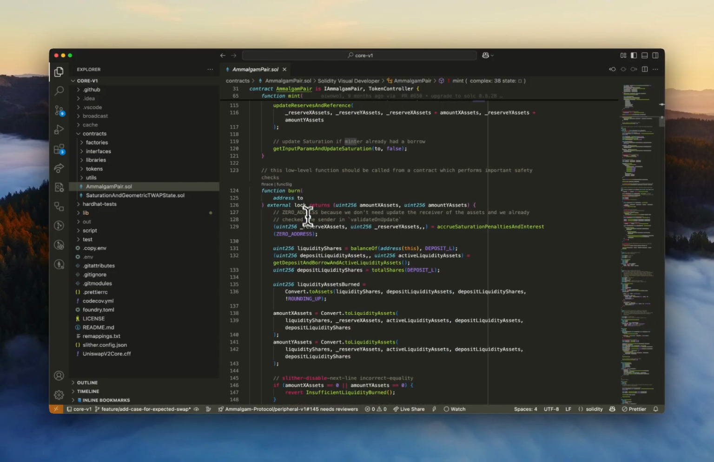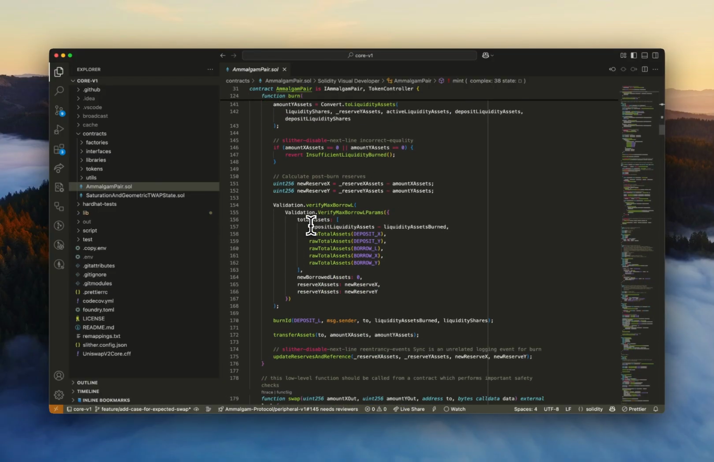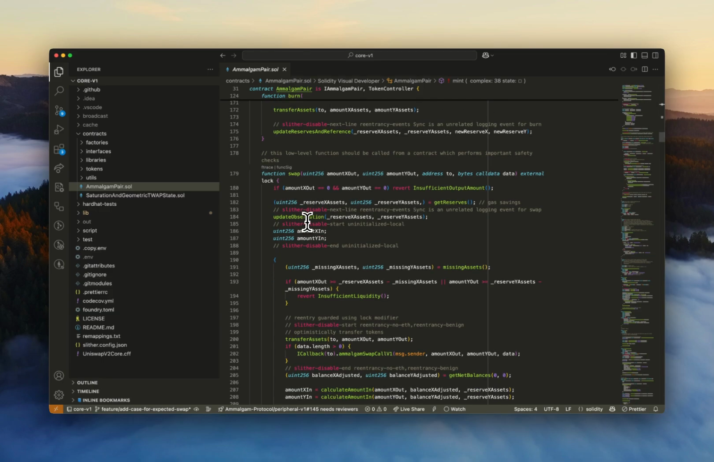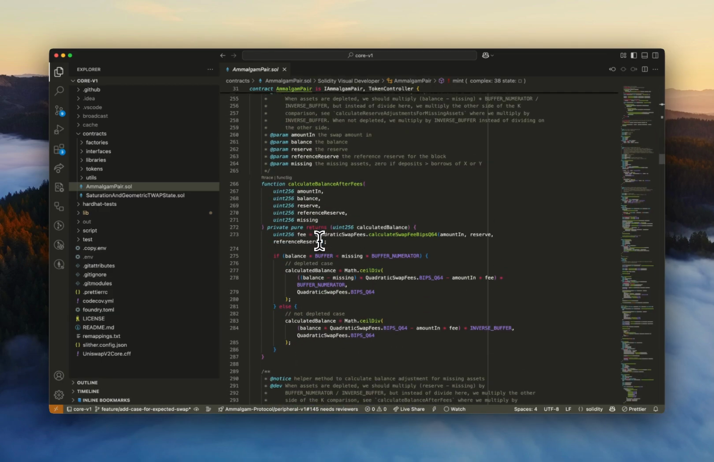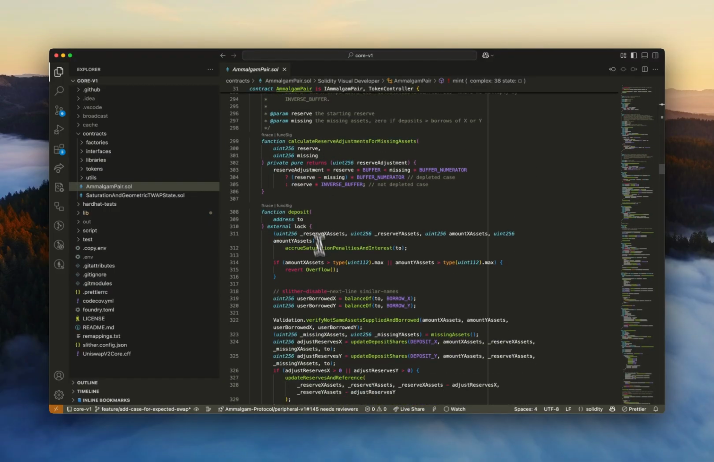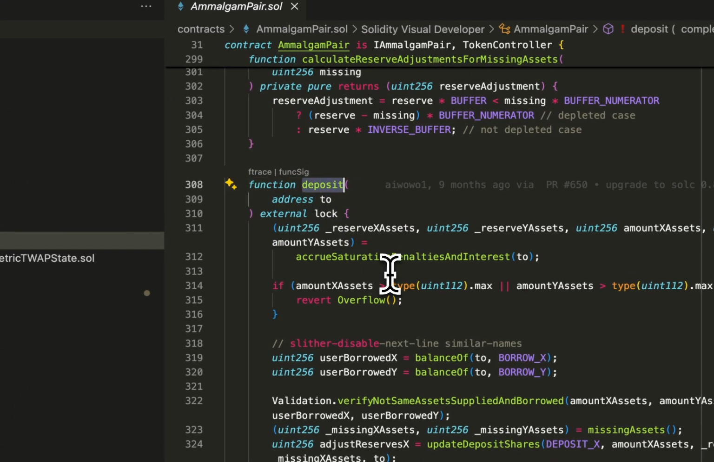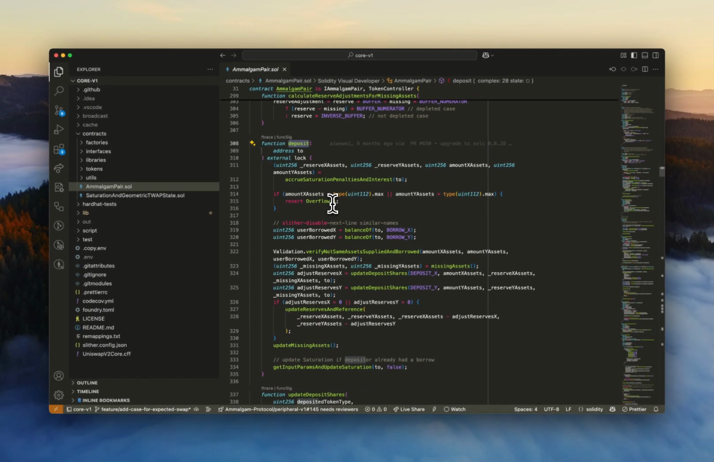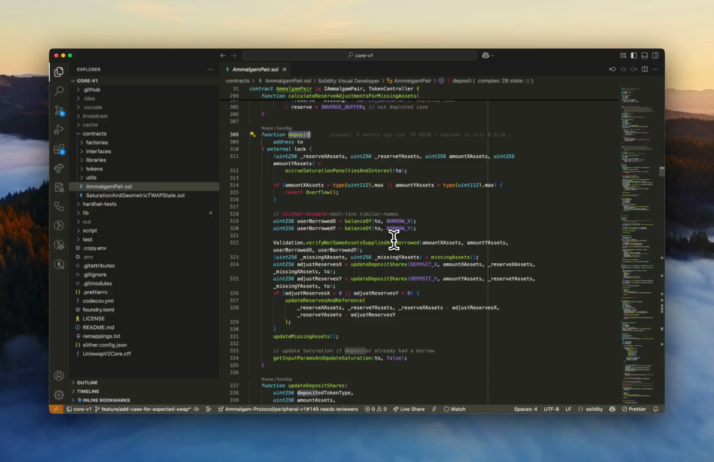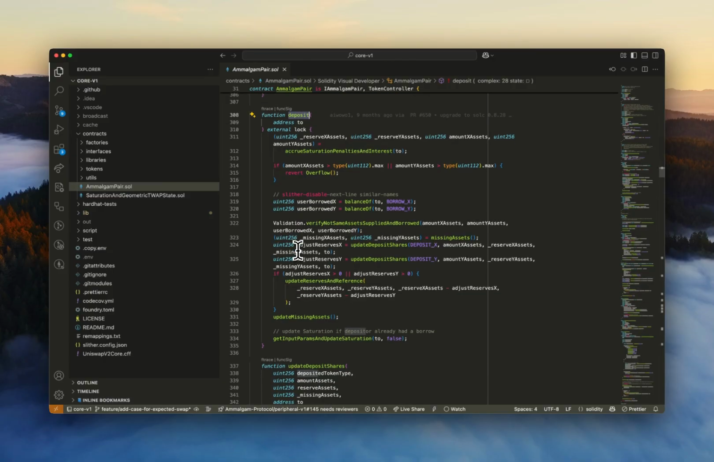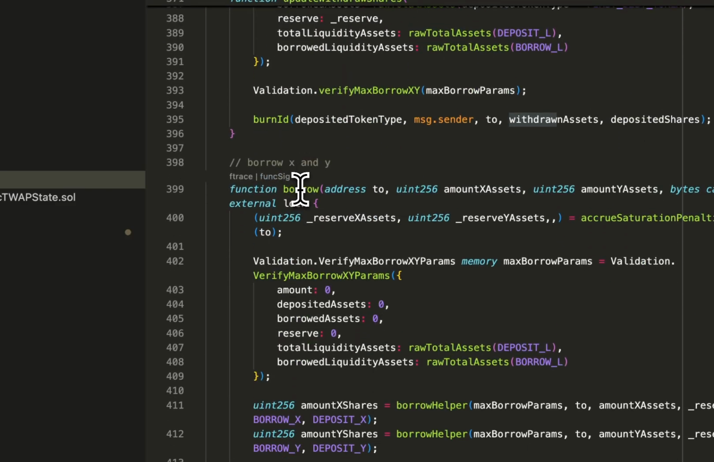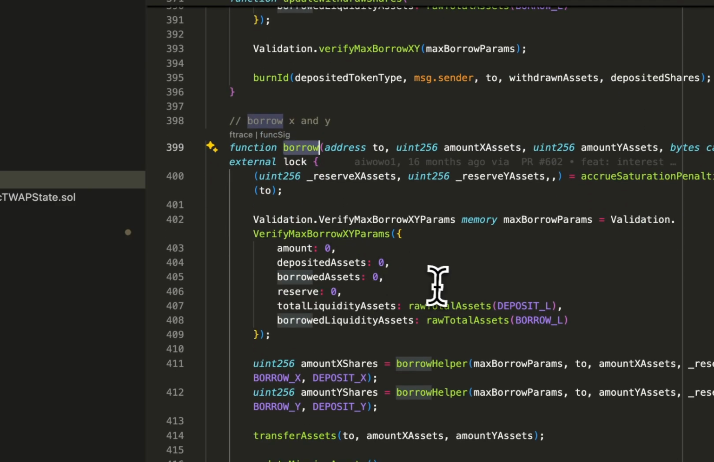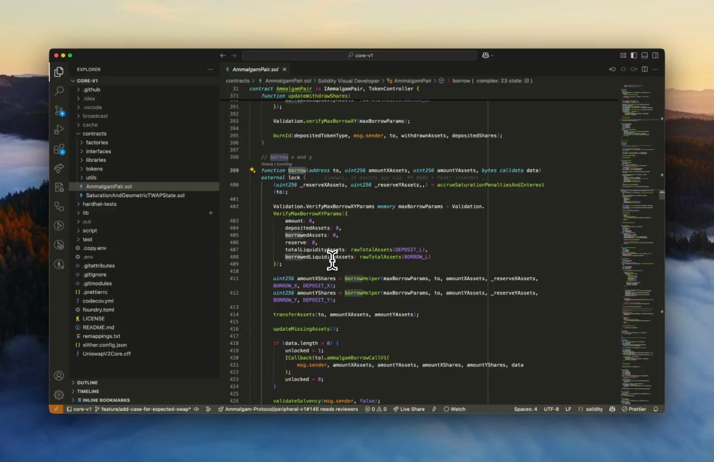And then burn to undo mint, get the tokens back, swap. Some helper methods for swap. Deposit, where you're putting in one token or both tokens, but these tokens would not be available for swap fees, just lending fees. Withdrawal, to undo the deposit. Borrow, to borrow one token or the other.